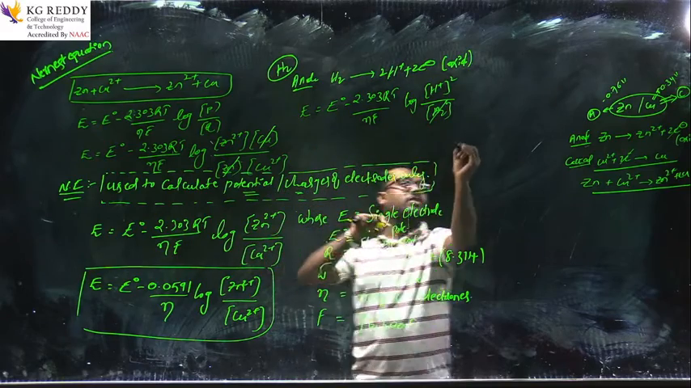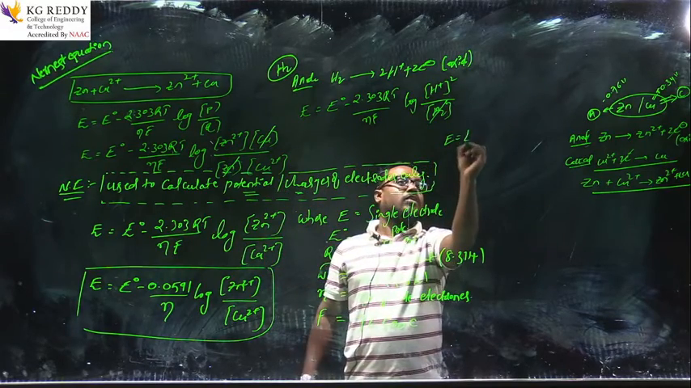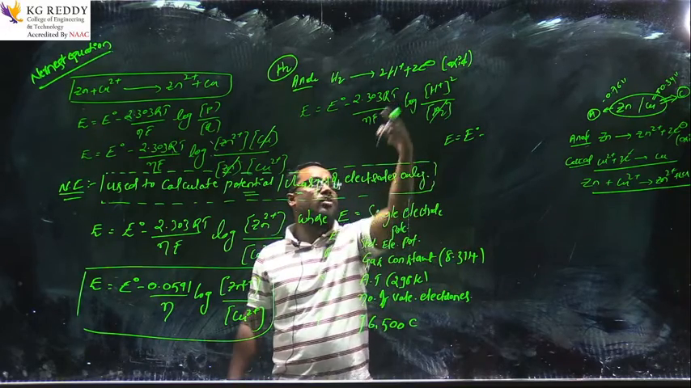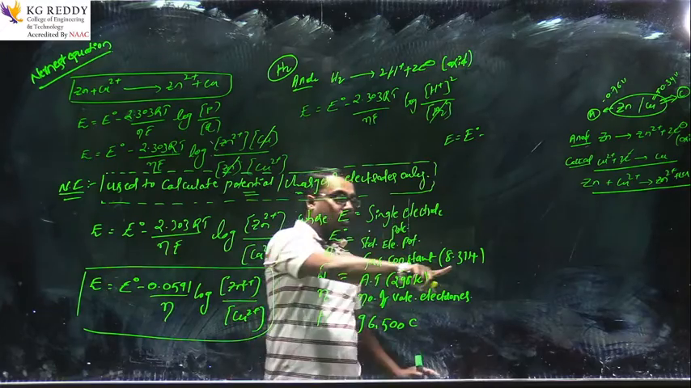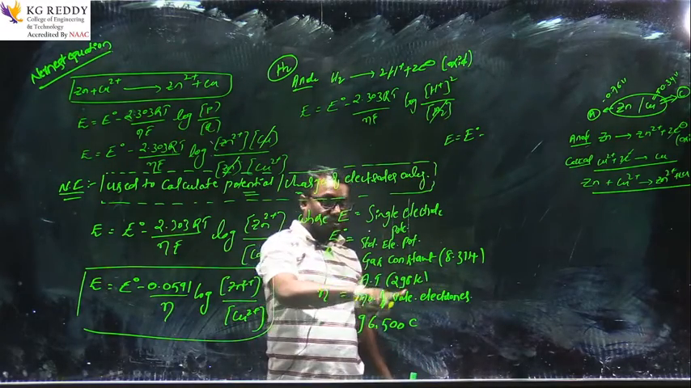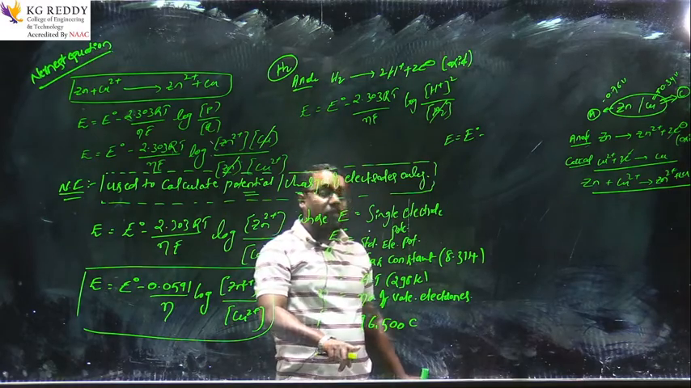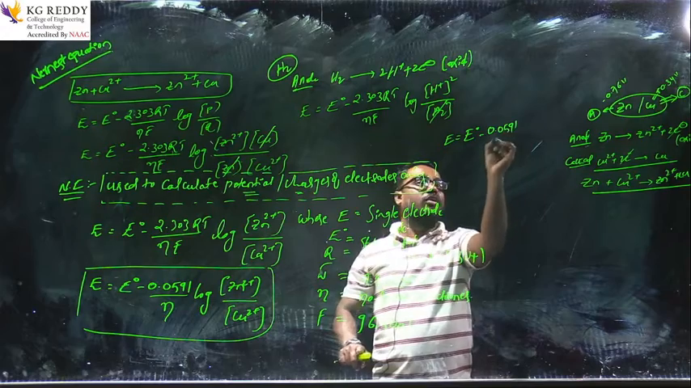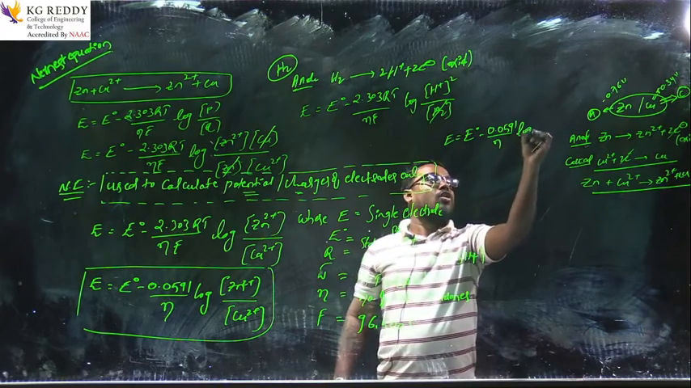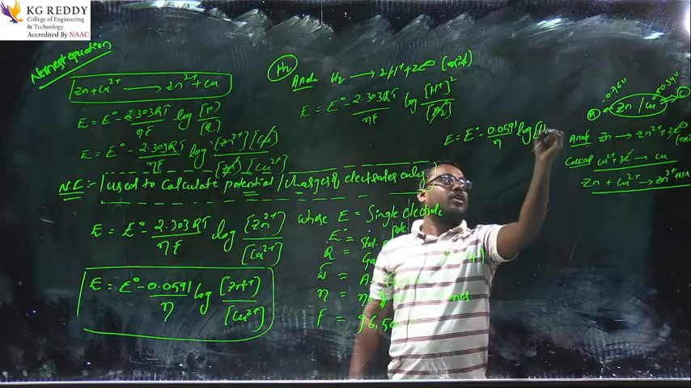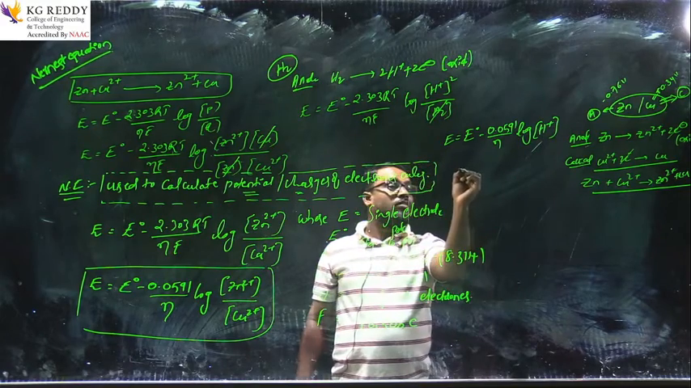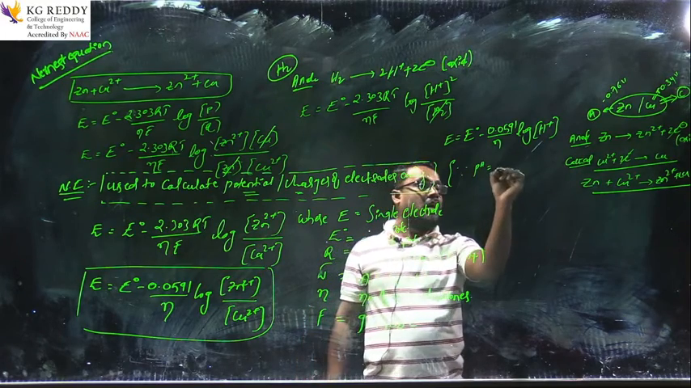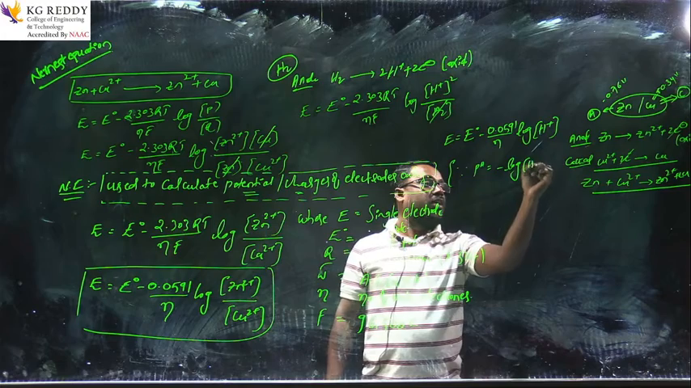So this equation will become E equals E naught minus... can we substitute all these R, T and F values? You can substitute. The R value is 8.314, the absolute temperature is 298 Kelvin, and Faraday is 96,500 coulombs. Then the equation will become 0.0591 by n times log of the concentration of H+. Since the pH is, what is the definition of pH? The negative logarithm of the concentration of H+.